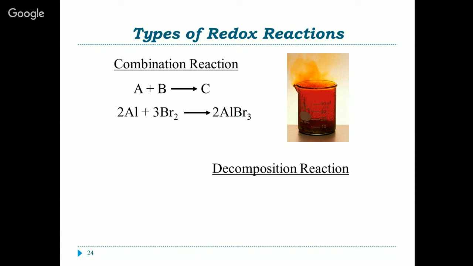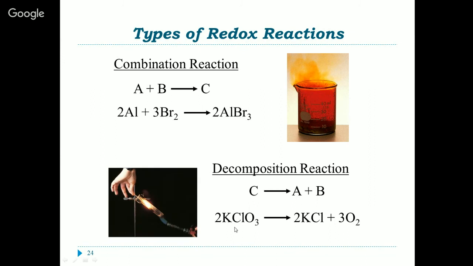Decomposition reaction is just the opposite of a combination. So we start together, but we end apart. One thing breaks down to form 2 things. Potassium chlorate will react in a way to decompose into potassium chloride and oxygen. So here we're not actually breaking down into all of the elements, but we are seeing that once together, now apart. So we can go again and look to see what charges are potentially changing.